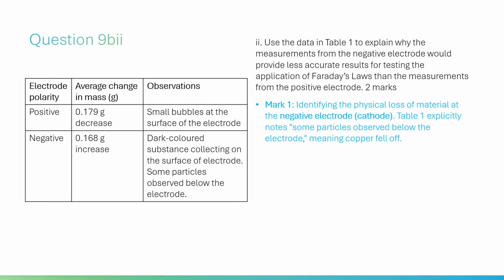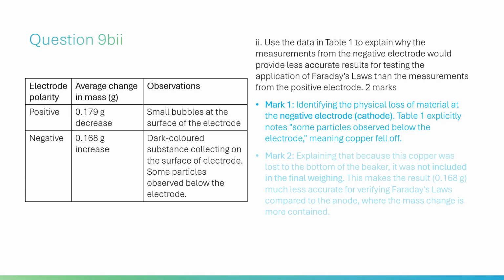Identifying the physical loss of material at the negative electrode, the cathode. Table 1 explicitly notes some particles observed below the electrode, meaning copper fell off. Mark 2: explaining that because this copper was lost to the bottom of the beaker, it was not included in the final weighing. This makes the result much less accurate for verifying Faraday's laws compared to the anode, where the mass change is more contained.